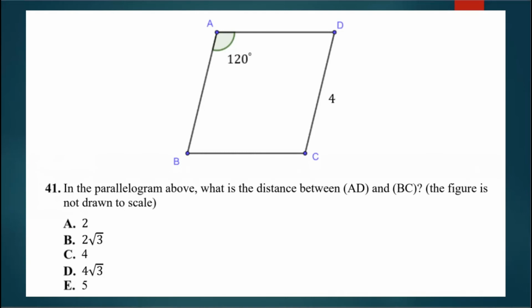In the parallelogram above, what is the distance between the side AD up and BC down? So I need this length. I know this is perpendicular, this is 120, so this is a 30-60 triangle here. 4, 2, so that will be 2 root 3. Easy. 30-60 triangle, not drawn to scale of course, but it is a parallelogram anyway.